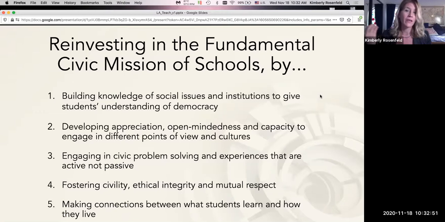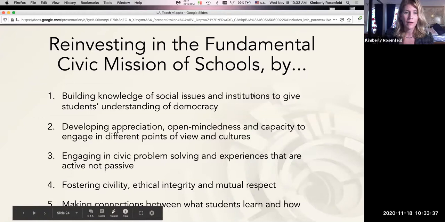So one, building knowledge of social issues and institutions to give students understanding of democracy. So it's not just teaching democracy as here's the Constitution, but the whole social, political landscape that makes up a democracy. It's bigger than that. Two, developing appreciation, open-mindedness, and capacity to engage with different points of view and cultures. So this is getting people to look at things from, like, debating issues and debating both sides of those issues, looking at how different cultures are addressing some of these problems and unpacking that a little bit. It's getting people out of their own perspective, right? And getting them to engage with other perspectives.